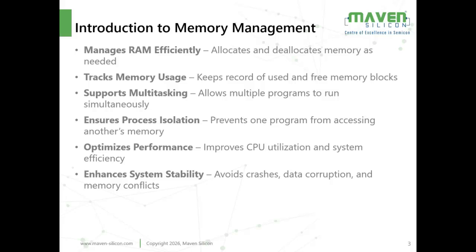Another important goal of memory management is maximizing CPU utilization. If memory is managed efficiently, multiple programs can remain in memory at the same time. This allows the CPU to quickly switch between programs and keep the system responsive. Without proper memory management, programs could overwrite each other's memory, which would cause system crashes, corrupted data, and unstable behavior.